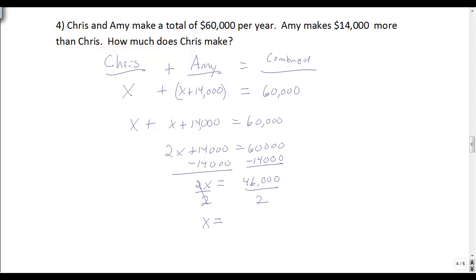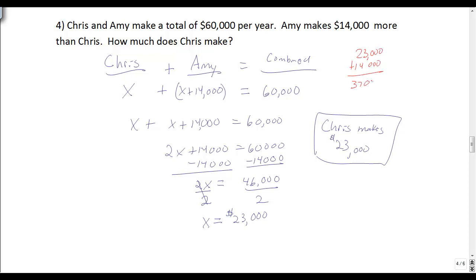Cancel the 2's, and I get x equals 46 divided by 2. That's going to give me 23,000. So my answer here is Chris makes, presumably in a year, $23,000. Maybe I should box the whole thing there. Now, what I would think about is if Amy makes 14,000 more, what I get is 23,000 plus 14,000. It's going to be 37,000. If you did 37,000 plus 23,000, that would give you the 60,000. This does check out.